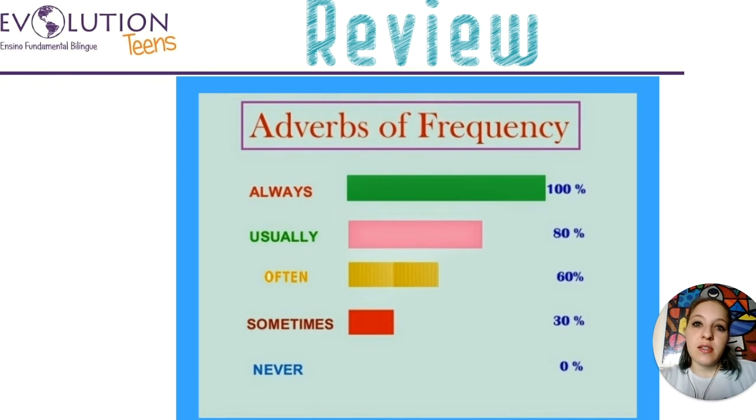In the lessons, we saw about adverbs of frequency. So how many times you do something during your day, your week, or month, whatever. So we have here 5 of them. Always, which means 100% of the time. Usually, 80% of the time. Often, 60%, sometimes 30%, and never, 0%. So we never do this.